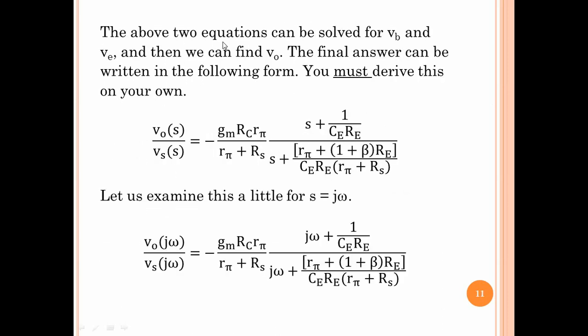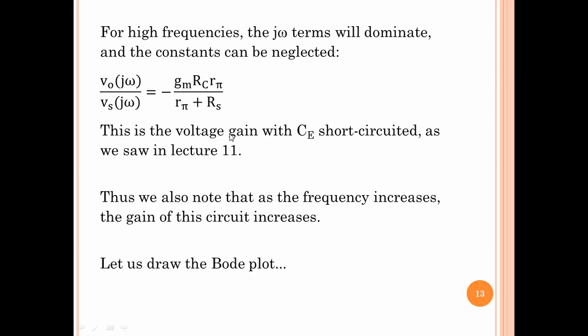Alright, and what is high? So let's look at this expression. We say omega is much greater than this, and we say omega is much greater than this also. Then because this is much greater, we ignore the constant term compared to the j omega, and then here we'll just get j omega by j omega, and so that is just 1. So the gain we get is minus gm RC R pi by R pi plus RS.